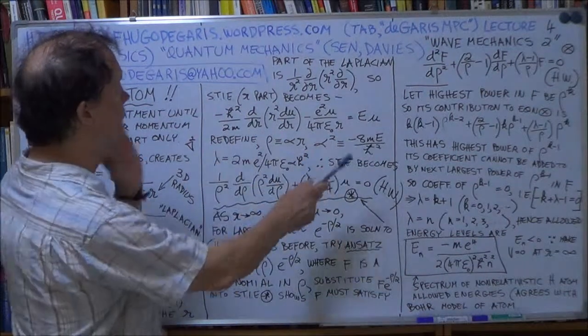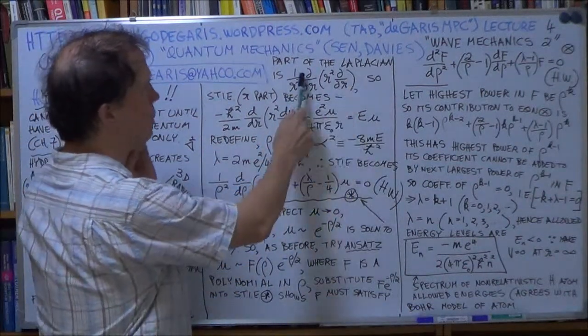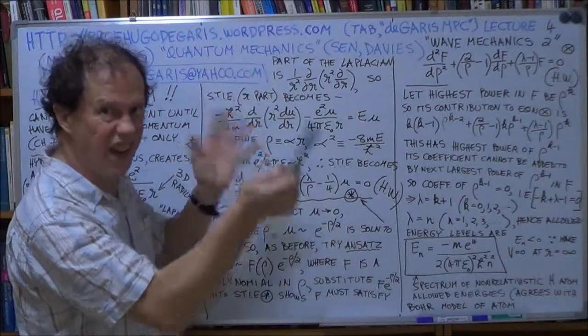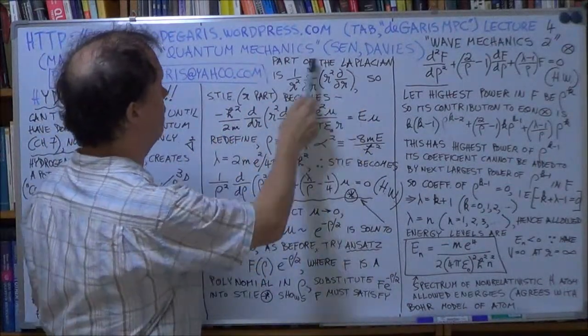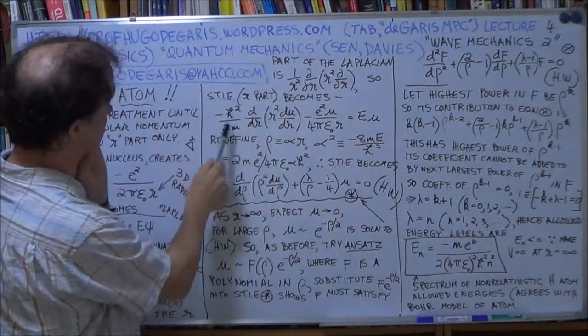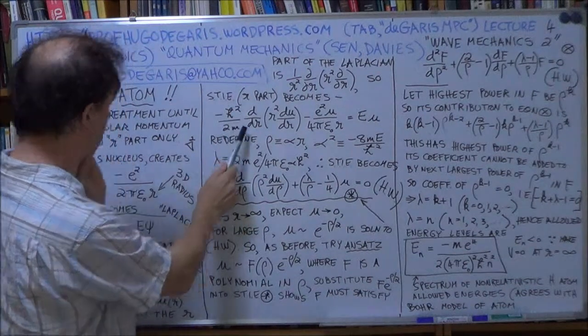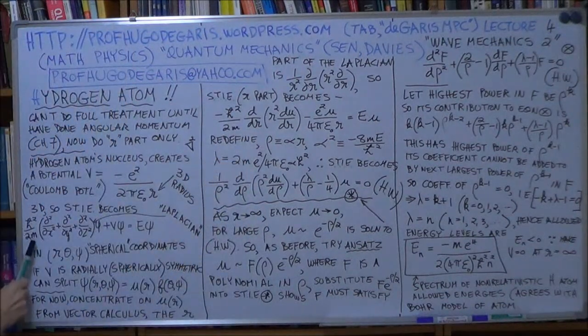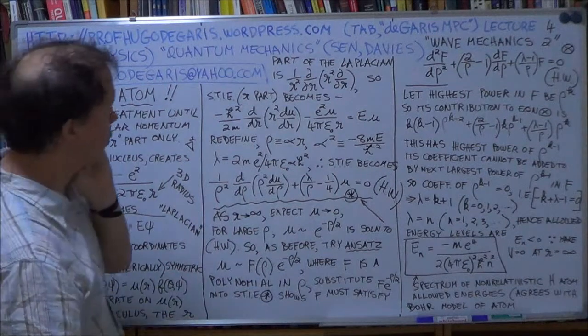You'll get this. So here's your del squared, the R part of your del squared here. Well, of course you've got your minus h bar squared over 2m. That's just typical of your Schrödinger equation.